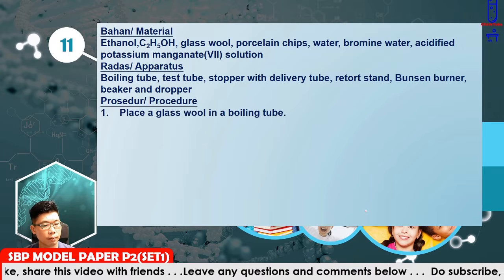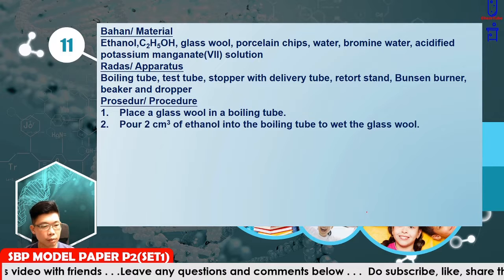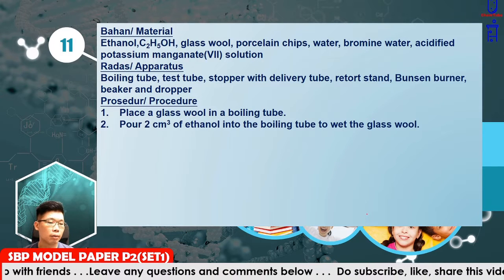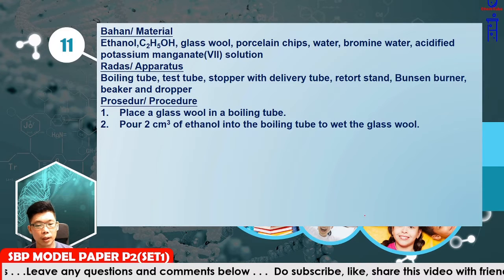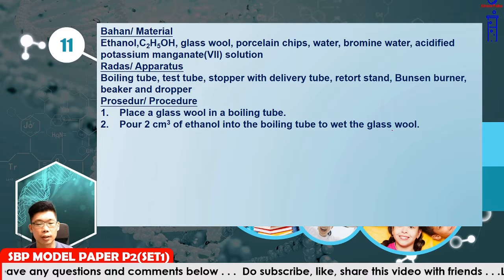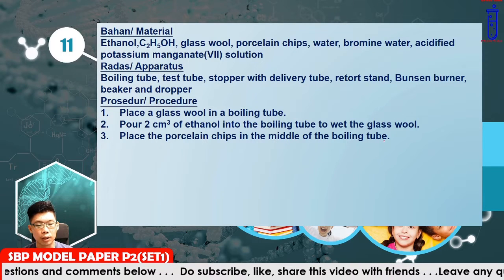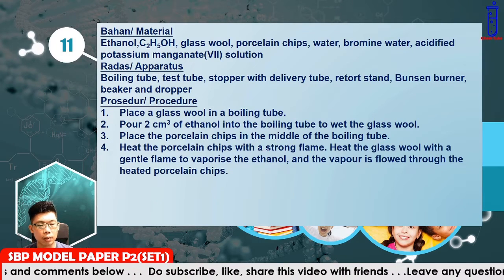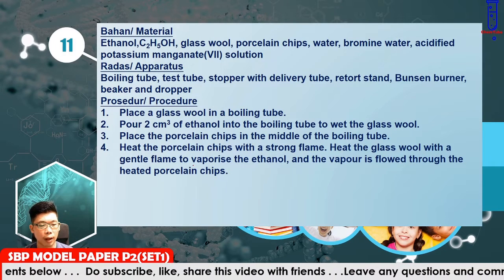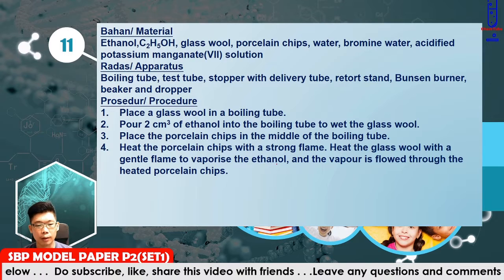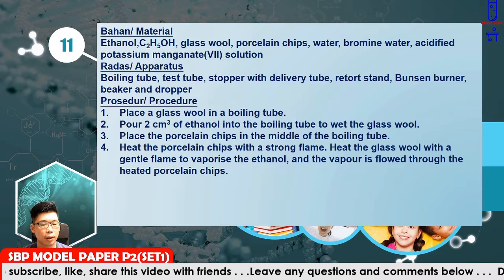The procedure: place glass wool in a boiling tube and then pour around 2 cubic centimeters of ethanol into the boiling tube to wet the glass wool. Then place the porcelain chips in the middle of the boiling tube. Then heat the porcelain chips with a strong flame. Then heat the glass wool with a gentle flame to vaporize the ethanol. So the vapor flows through the heated porcelain chips.